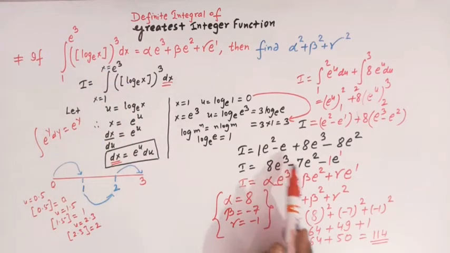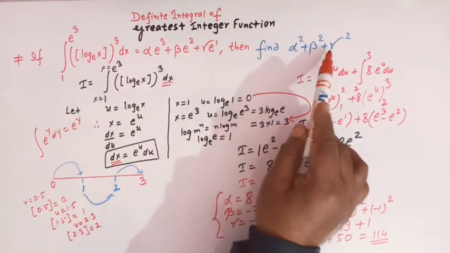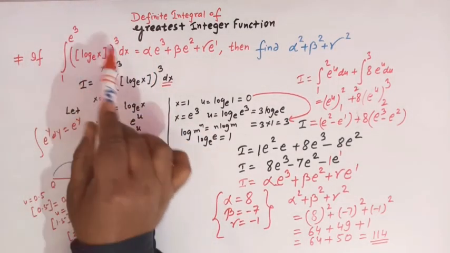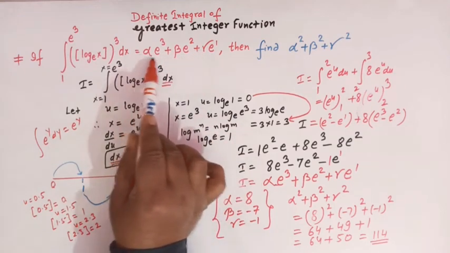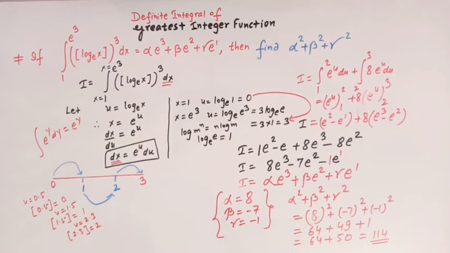The value of this integral is given by 8 e cube minus 7 e square minus e, and we have to find alpha square plus beta square plus gamma square. The value of this integral is given by this expression, so we'll compare both of these, we'll get alpha, beta and gamma, and then we can square alpha, beta and gamma, and then add up the three terms to get 114. So this is how we solve this interesting problem.